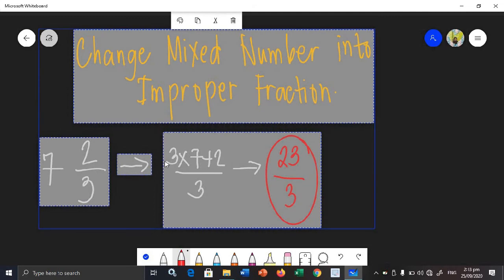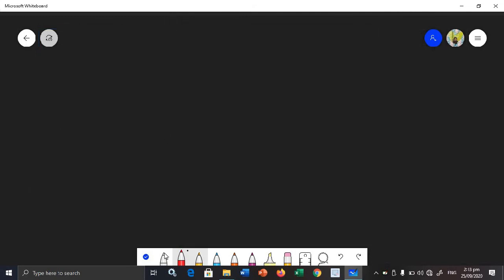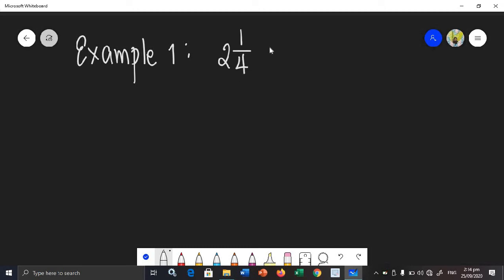Okay? So, now that you know how to change mixed number into an improper fraction, you can solve or you can multiply fractions and mixed numbers. So, let's solve this example number 1. So, let's say we have 2 and 1/4 times 1/4. Okay, what will be the product of this example? So now, as you can see, meron tayong mixed number dito. So we will convert this into an improper fraction.